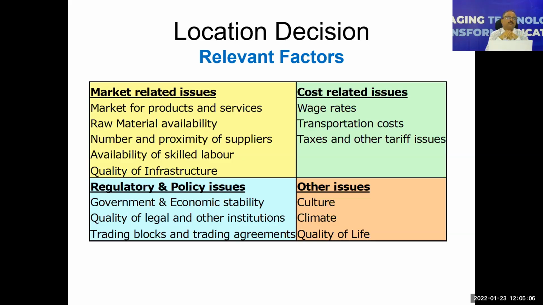Depending on the different states, there will be different kinds of trade policies that the government may have. So it's a part of the regulatory aspects concerned with that particular location. It depends on what kind of trade promotions the government supports. So all these factors will be related to that particular location.